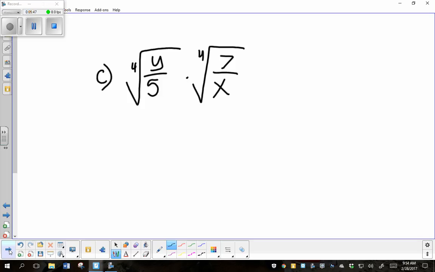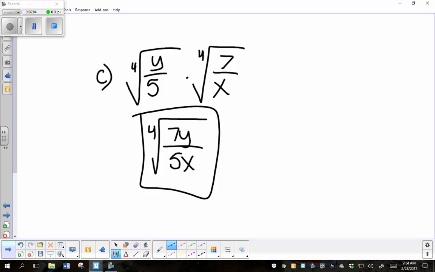All right, so this shouldn't be too hard because we know how to multiply fractions, right? On this one, all we do is put them into one fourth root. On top, we've got y times 7, which is just 7y. And on bottom, we have 5 times x, which is 5x. That's it. That's all it wants you to do. These are not bad yet.